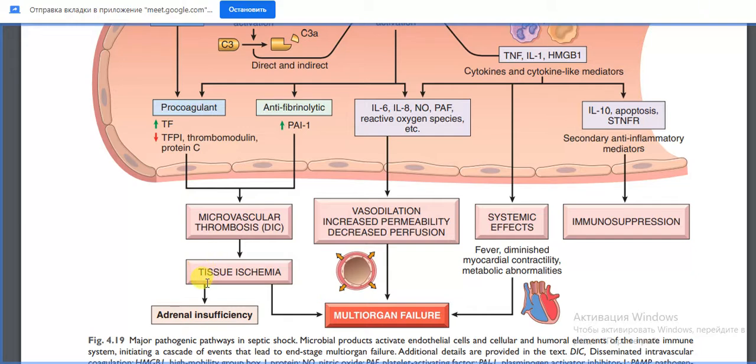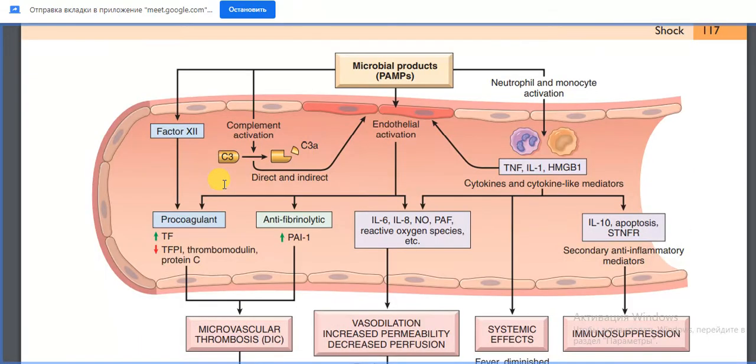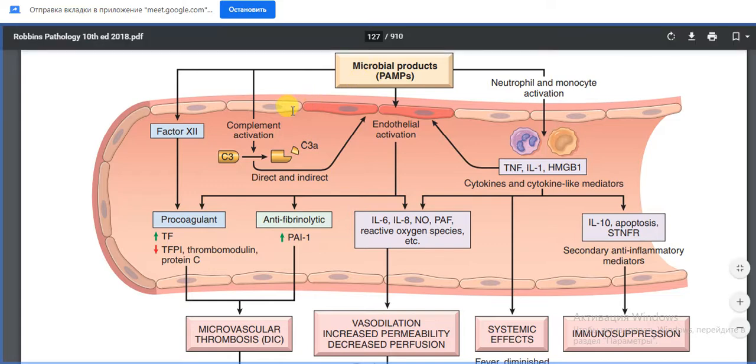And you remember the adrenal gland produces adrenaline and cortisol, especially catecholamines, which are produced by the adrenal medulla. They maintain the blood pressure, and adrenal insufficiency causes the dropping of blood pressure. It is a pathogenesis of septic shock.